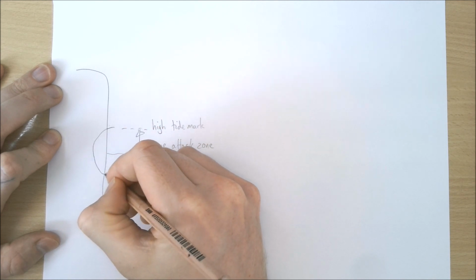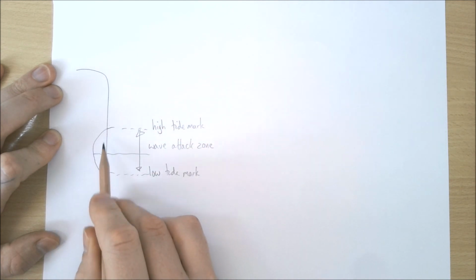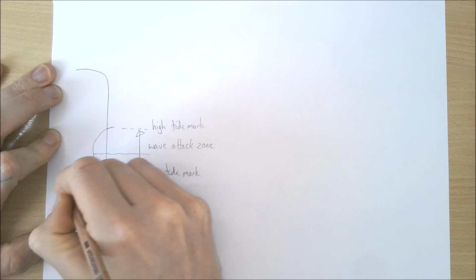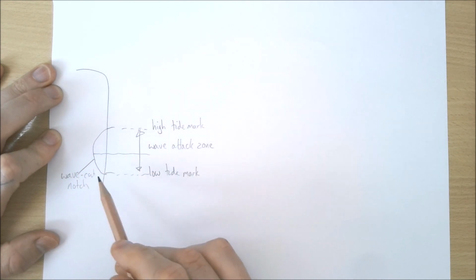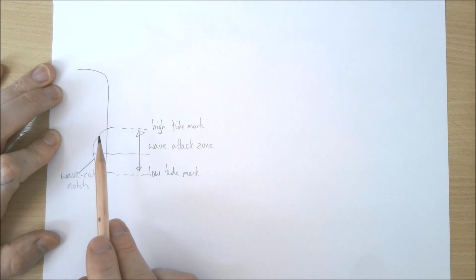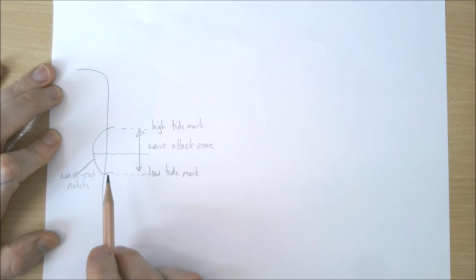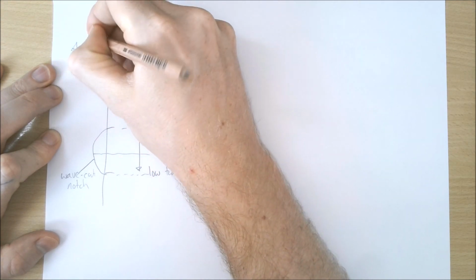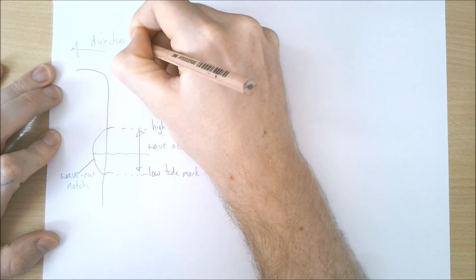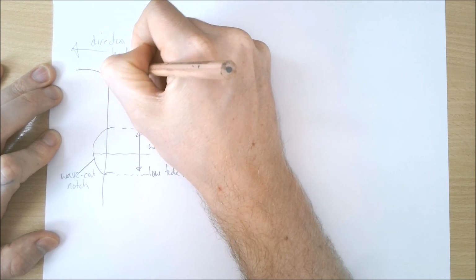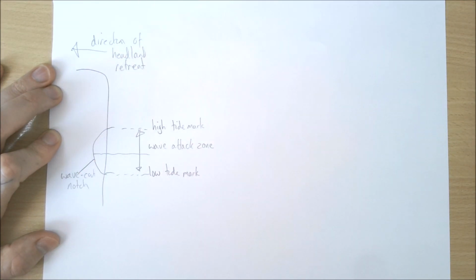So what will happen is we get a bite out of it, which is called a wave cut notch. So just like whenever we study waterfalls, that notch will increase in size, there'll be more undercutting, there'll be an overhang until eventually it collapses. So the headland will retreat. So we could add in there direction of headland retreat. So that's how a wave cut notch is formed.